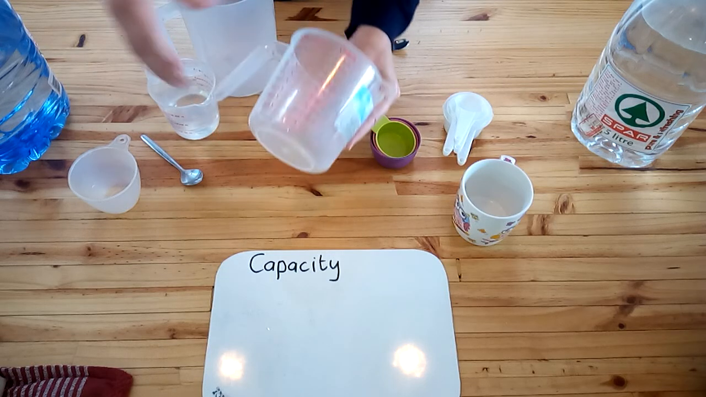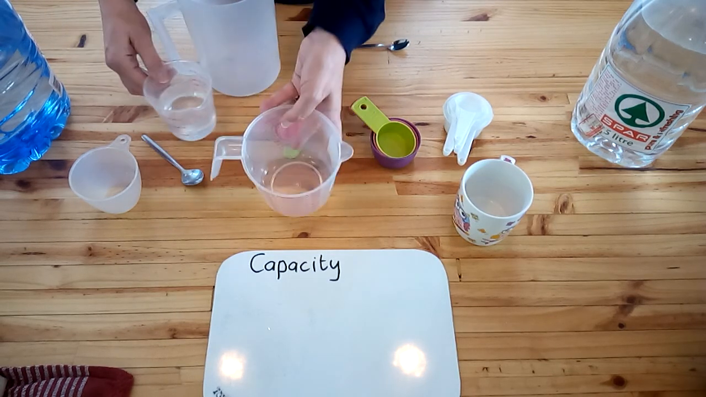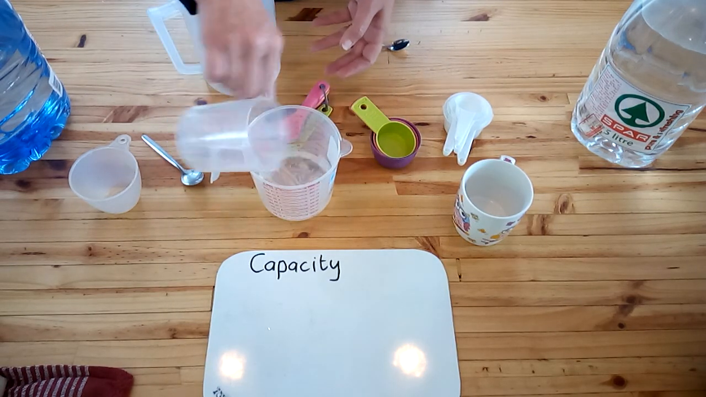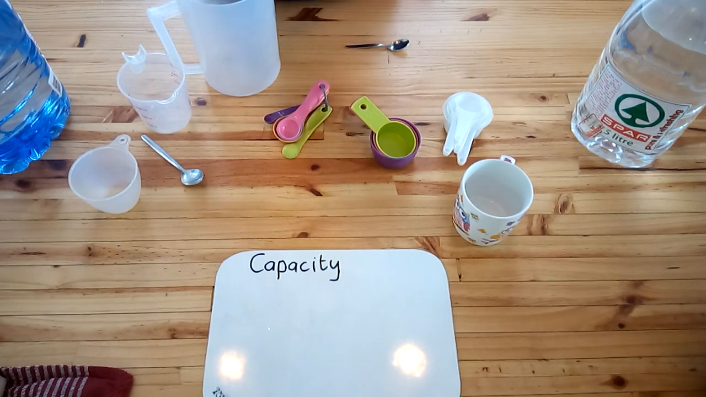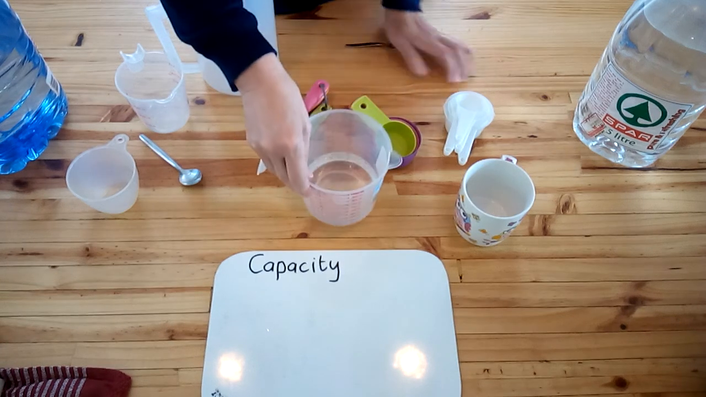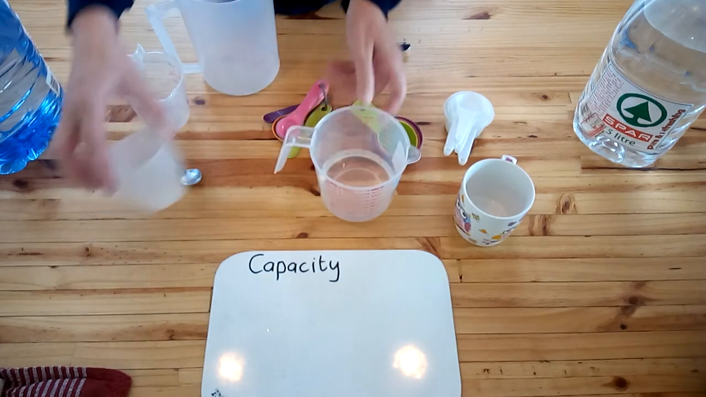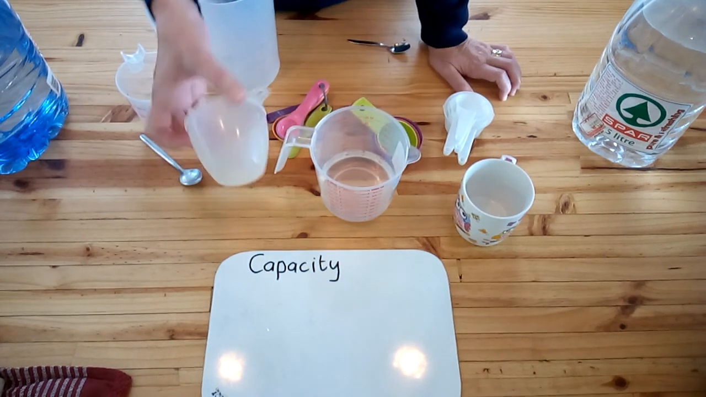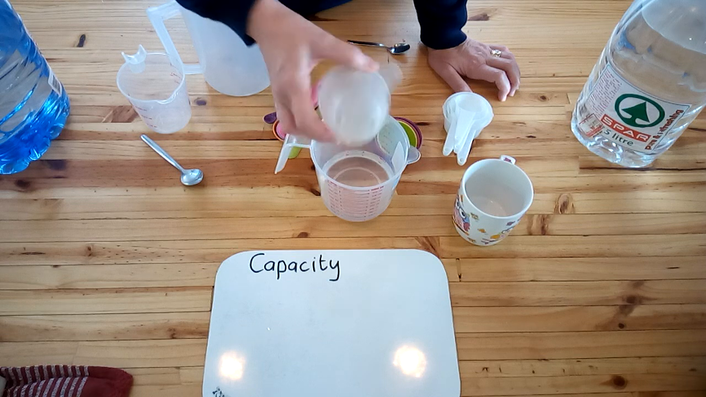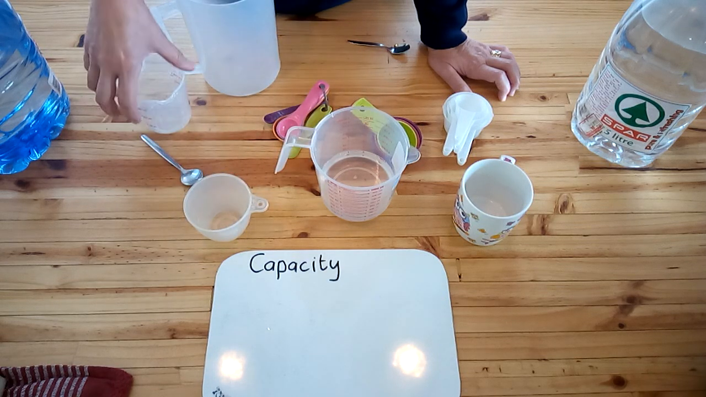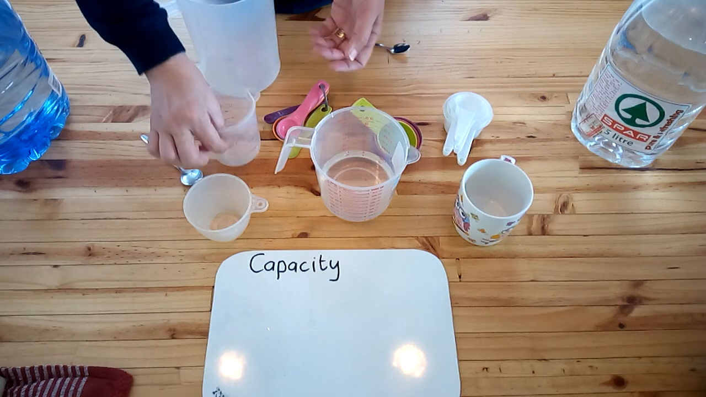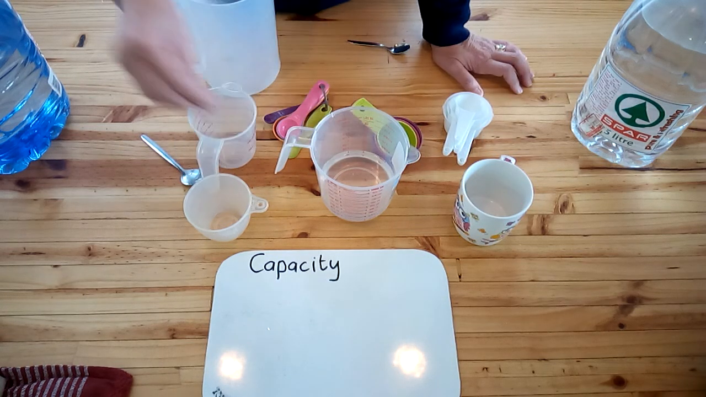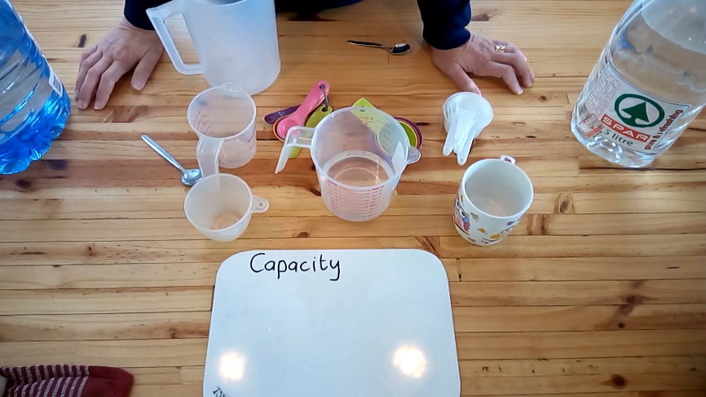So if I go to this one and I pour it in there, it will show 250 milliliters. The point I'm trying to make here is if I take this cup that's calibrated 250 milliliters and fill it up into that one, 250 milliliters, it's exactly the same amount of liquid.